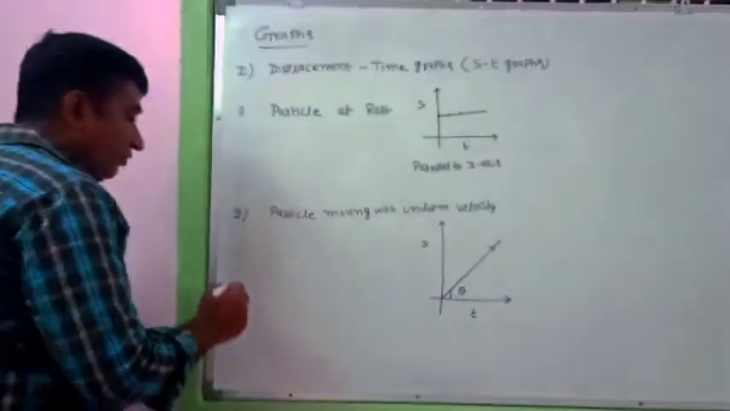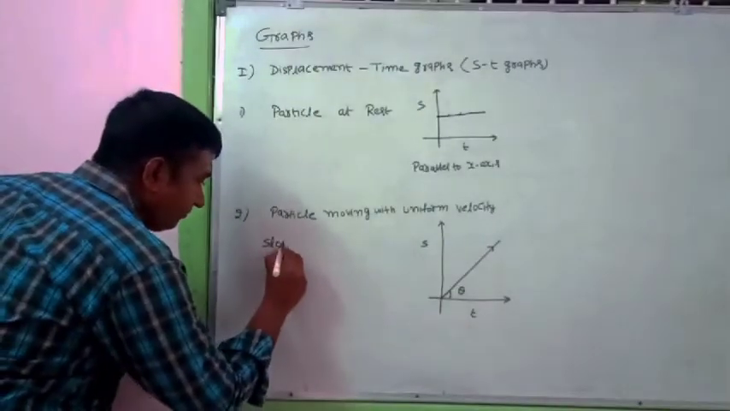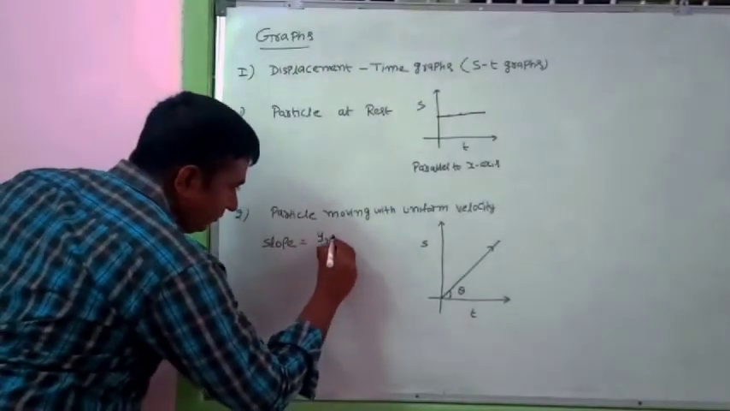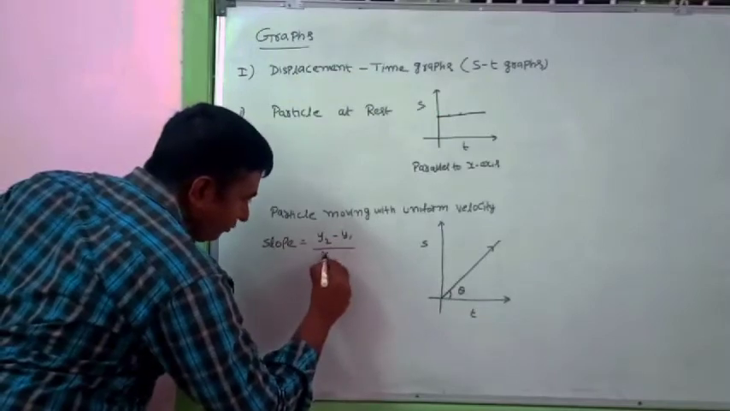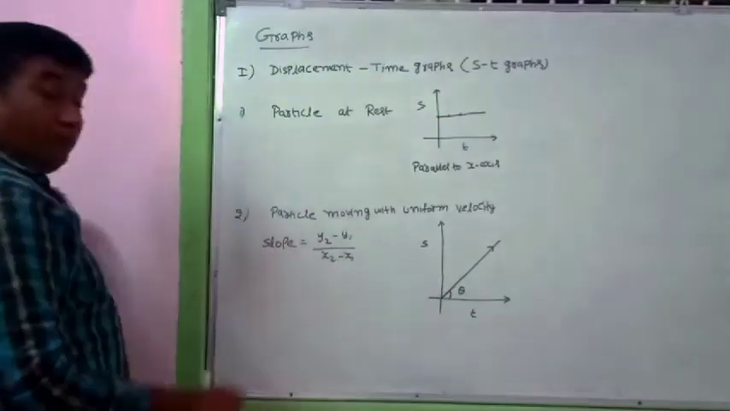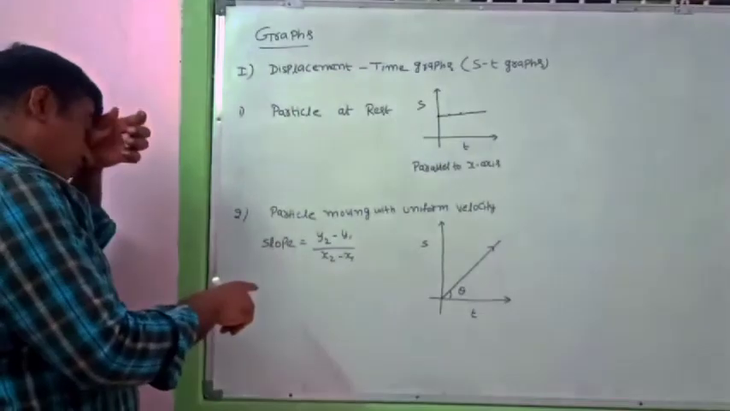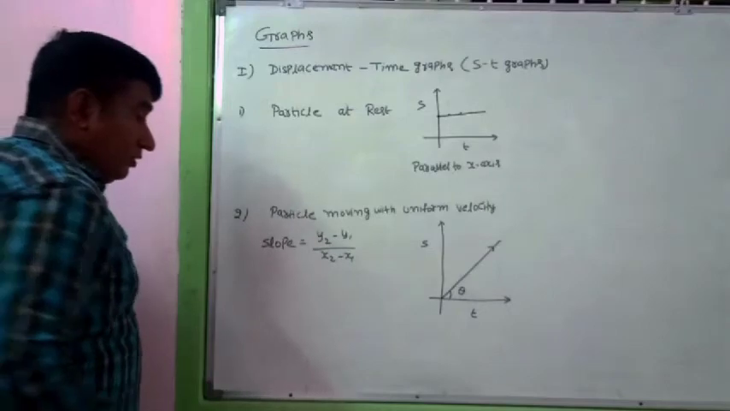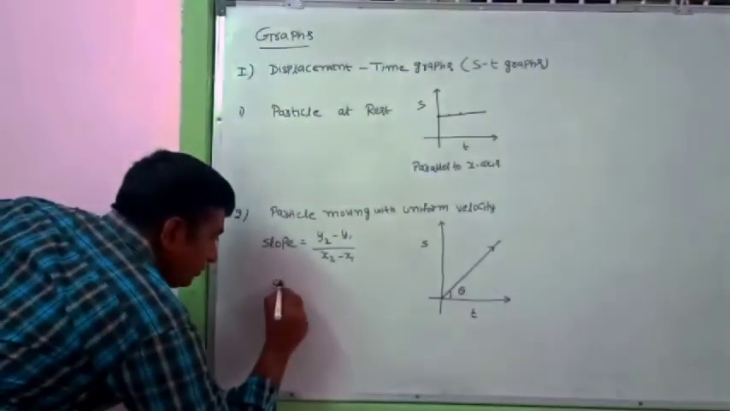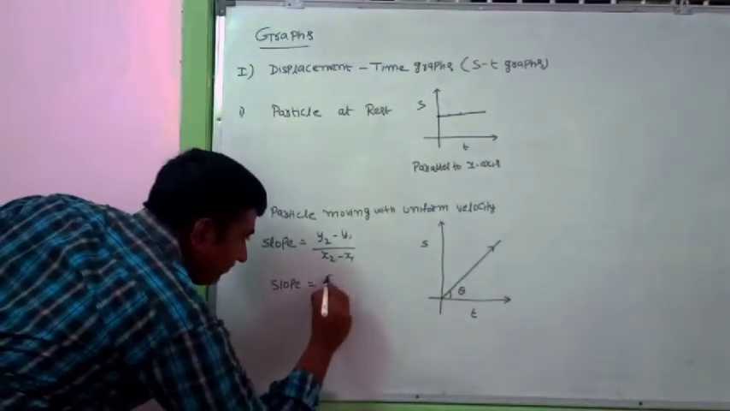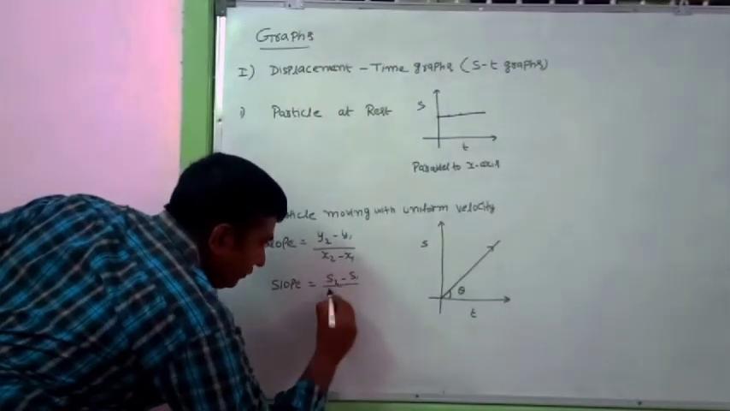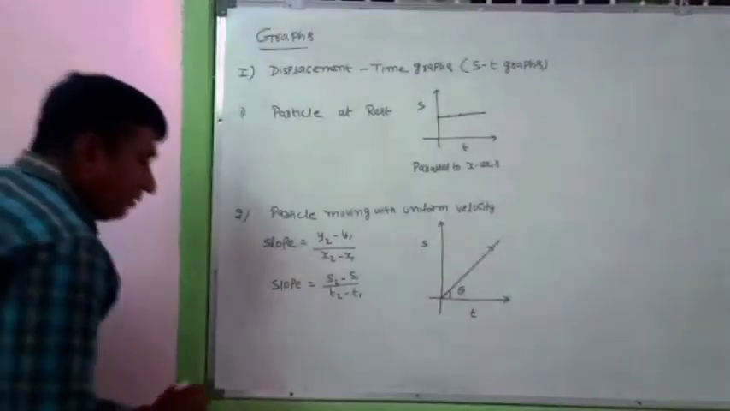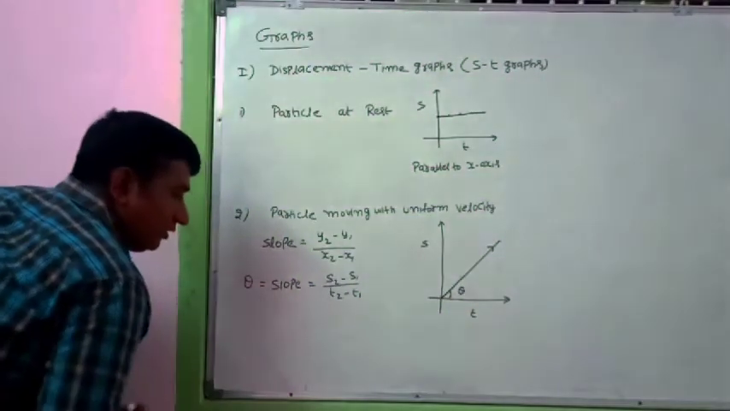So in mathematics, we have discussed slope. What is the formula for slope? Slope is equal to y2 minus y1 by x2 minus x1, where y2 minus y1 is along the y-axis, and x2 minus x1 along the x-axis. So with the help of this, slope is equal to s2 minus s1 by t2 minus t1, displacement and time. So this slope is nothing but tan theta.